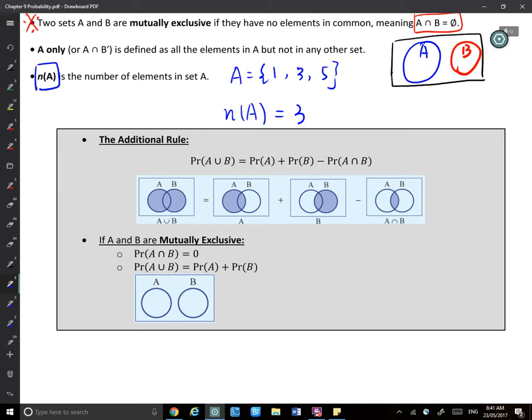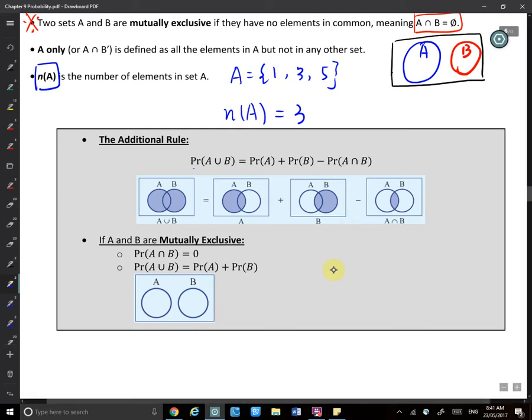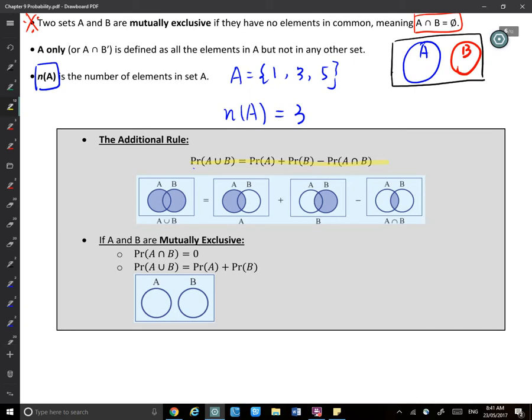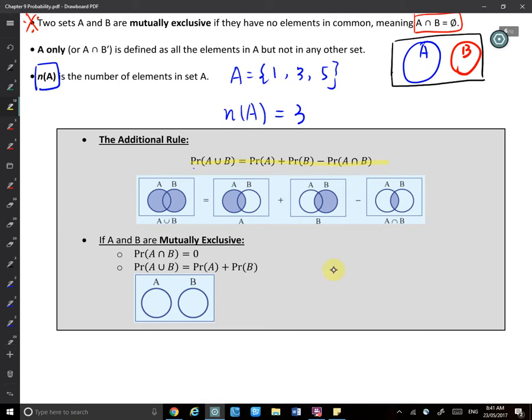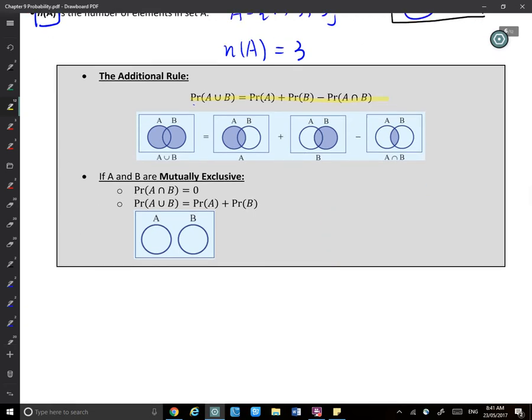And then we have one rule called the addition rule, which is the union. Probability of A union B equals probability A plus probability B, subtract the probability of A intersects B. Because in probability A plus probability B, you have included the middle part twice, so you need to subtract it. You have to learn this. So just remember this rule.